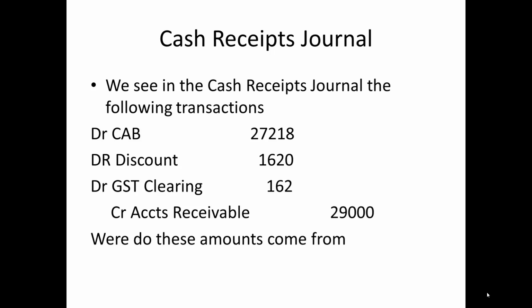We've also debited discount, $1,620, and debited GST clearing for $162. We add all of those up and we need to credit accounts receivable by $29,000. So that means they've reduced their accounts receivable by $29,000 by paying $27,218 cash and getting a discount, and part of that discount related to GST.